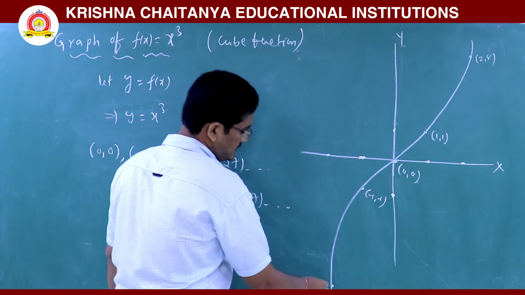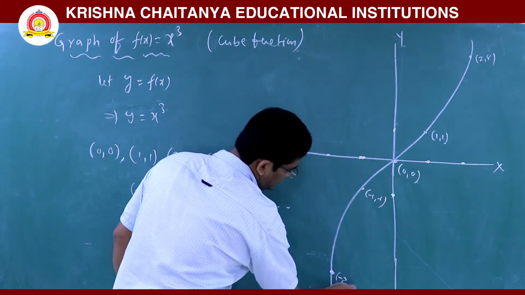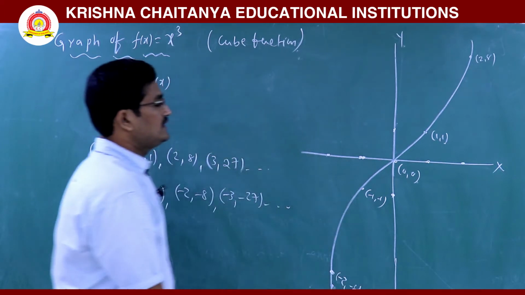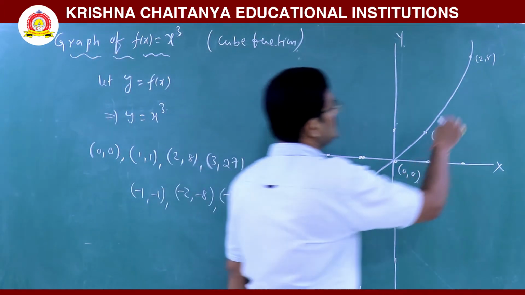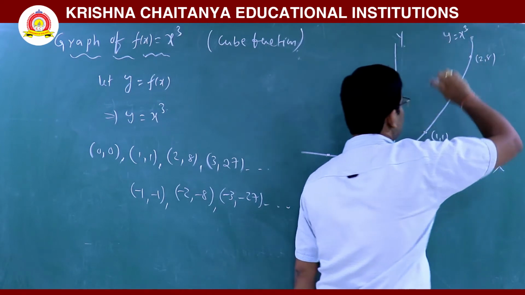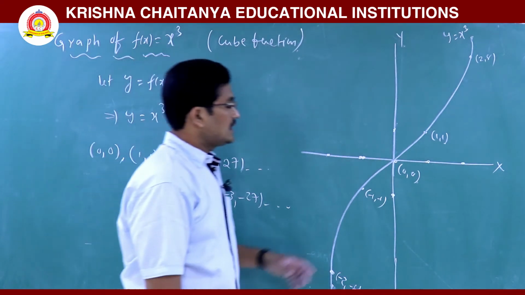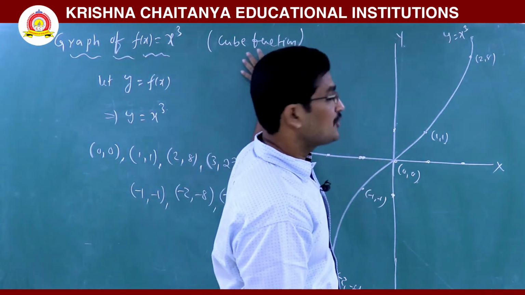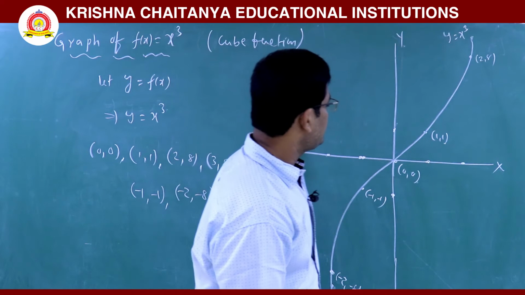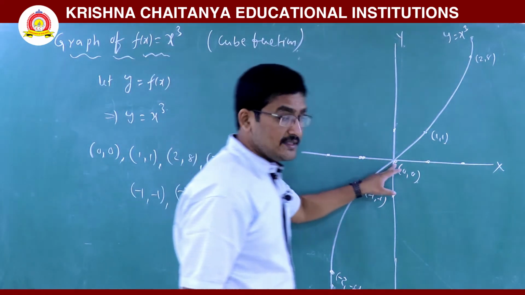Okay, so 2, 8, this is minus 2, minus 8. So this is the curve y equal to x cube. This curve also passes through origin. This is called the cube function. The cube function is passing through origin, and this curve is symmetric about origin.